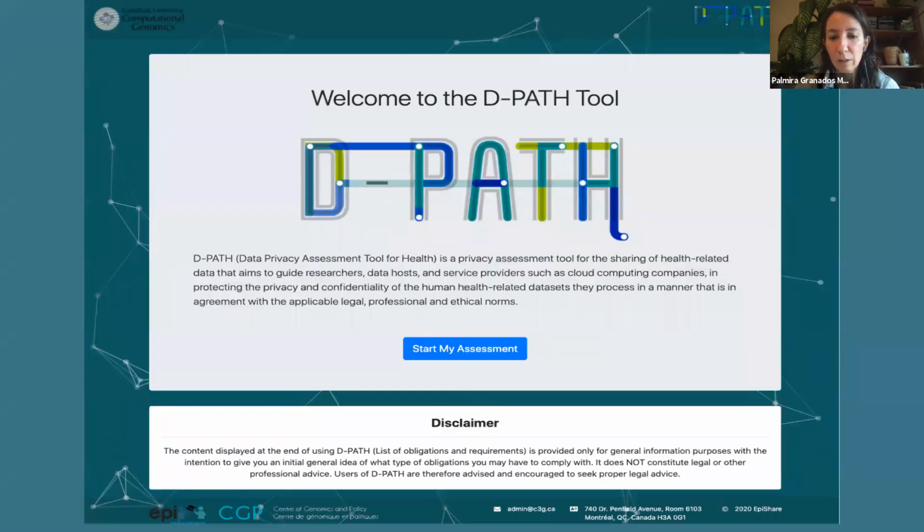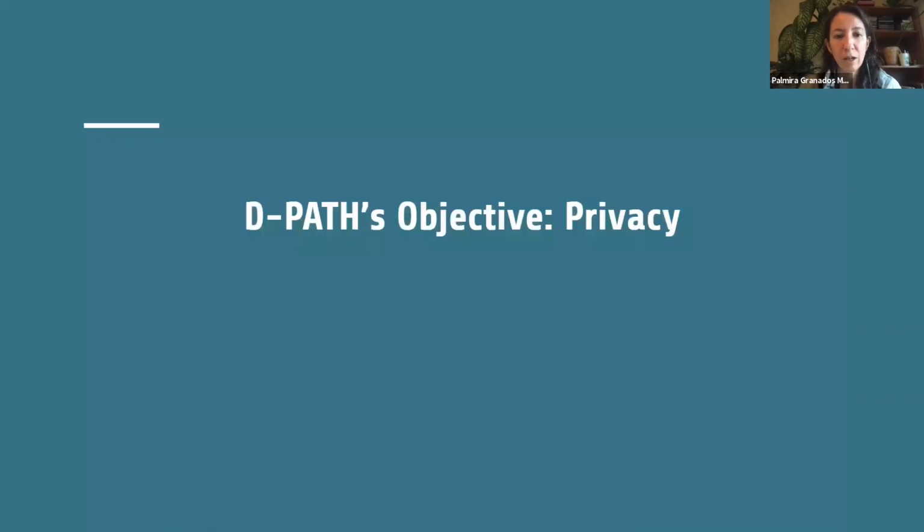I'll share the link to DPath in the chat as well. But basically, when you start using DPath, this is how it looks. Next slide, please. If you remember, I mentioned that the name had the purpose of clearly defining its purpose, and it is to protect privacy. Next slide, please.